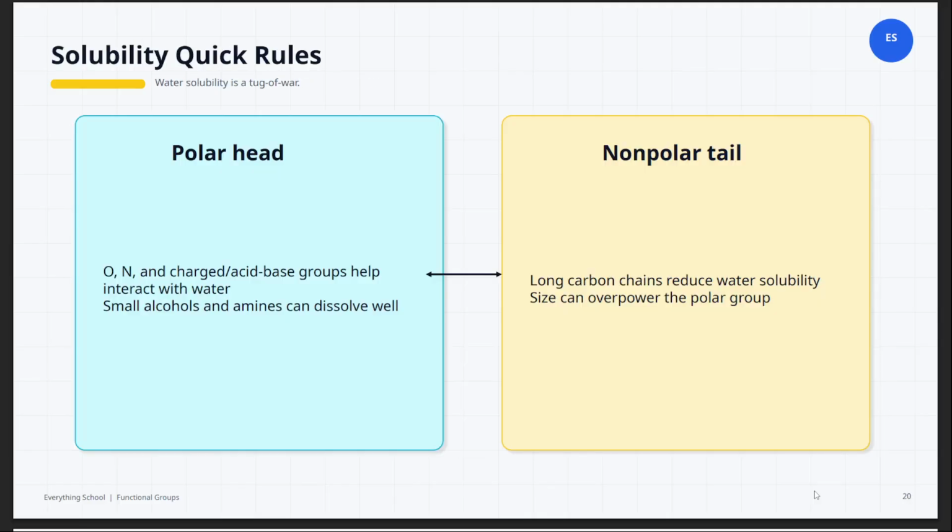Water solubility is a tug-of-war between the polar part and the nonpolar carbon chain. Oxygen and nitrogen groups can help a molecule interact with water. Small alcohols, small amines, and small carboxylic acids often dissolve better because they can hydrogen bond or interact strongly with water. But as the carbon chain gets longer, the nonpolar tail starts to dominate. That is why you should not say a molecule is water-soluble just because it has oxygen. Ask how polar the functional group is, and also ask how large the carbon skeleton is.